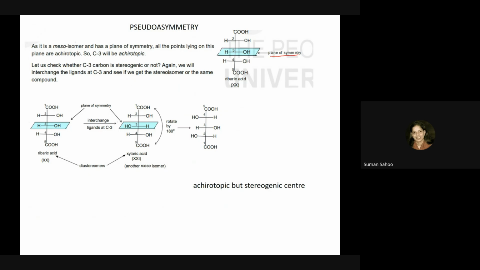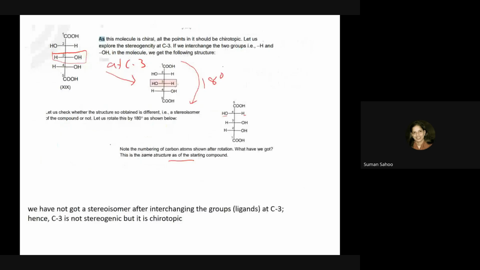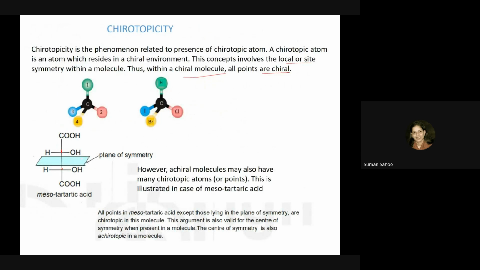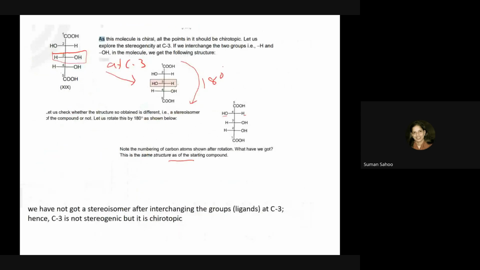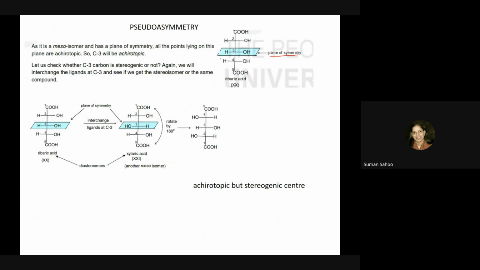So this plane of symmetry can be along a carbon, like in this case it can be along a bond, or in case of your tartaric acid, which we have done, that can be in between the two carbon-carbon bonds. So in this case, where we have a molecule whose plane of symmetry is along a chiral axis, we have to check whether carbon number 3 is stereogenic or not, by just exchanging their positions.